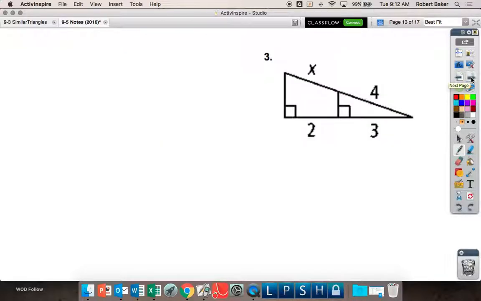Number 4. Ooh. What? Is this also the side-splitter theorem?